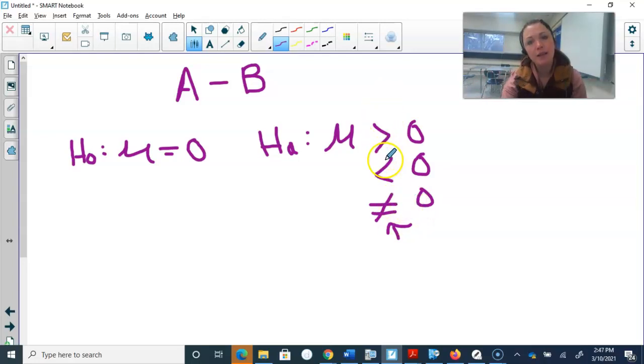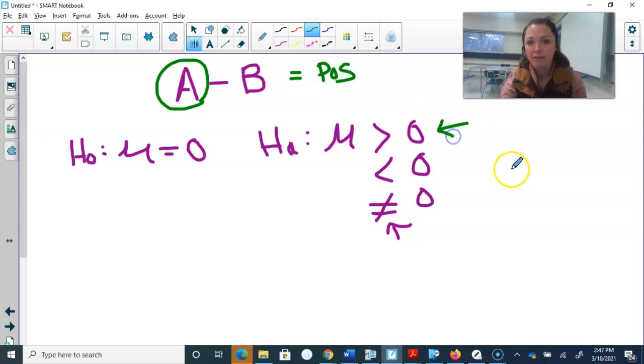A greater than versus a less than. You want to pay attention to the word choice. What are they looking for? Are they looking for A values to be bigger? If they're looking for A values to be bigger than B values, they're looking for a positive difference, because big minus small will give you a positive number. That's a greater than. But if you set it up A minus B, that's how the difference is, and we're looking for B values to be bigger than A, well, small minus big, we're going to get negative values.